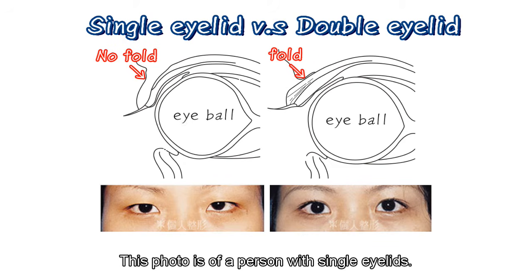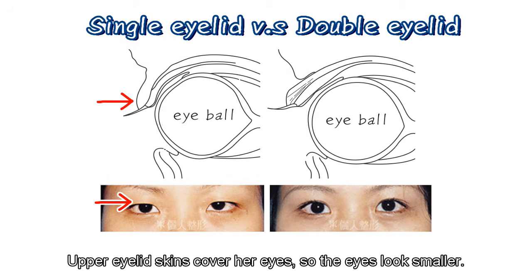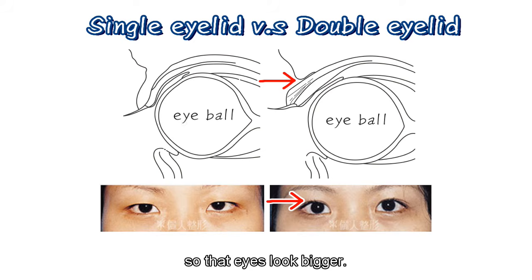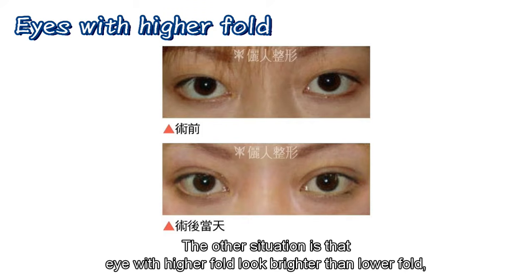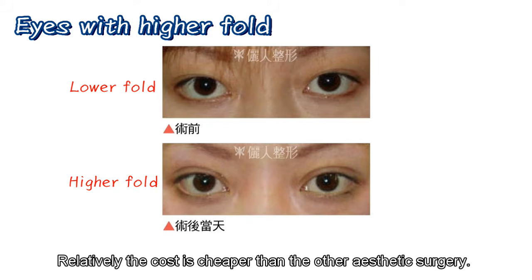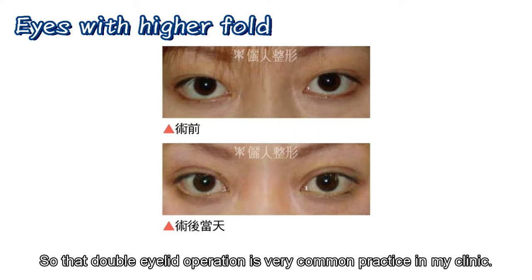This photo is a person with single eyelid. Upper eyelid skin covers her eyes, so the eyes look smaller. After double eyelid operation, the dropped eyelid skin is pulled up so that eyes look bigger. The other situation is that eyes with higher fold look brighter than low folds, so some women with low fold come here and ask for higher fold. Relatively, the cost is cheaper than other aesthetic surgery. It is very cost effective, so double eyelid operation is very common practice in my clinic.